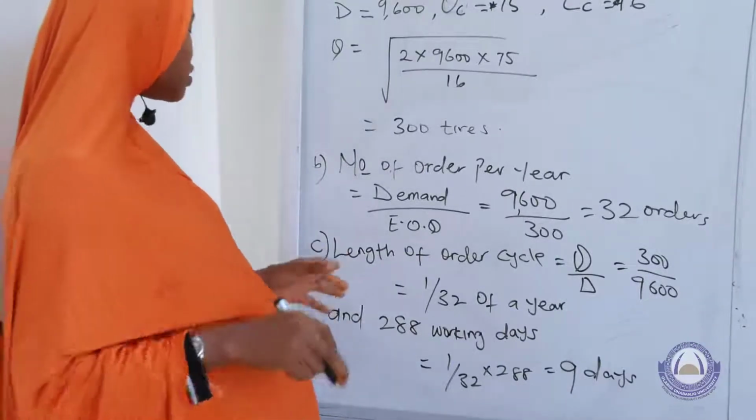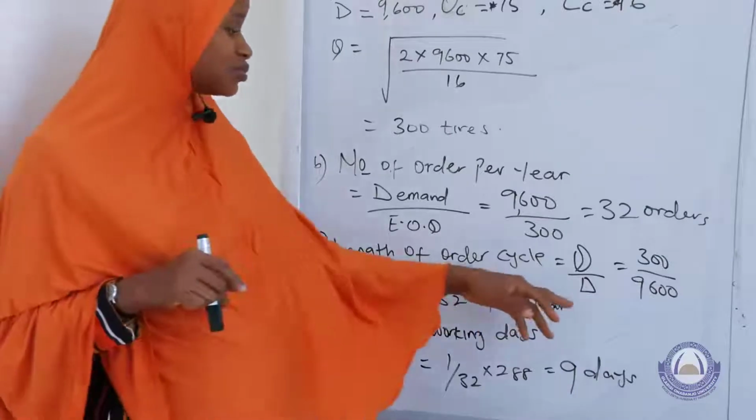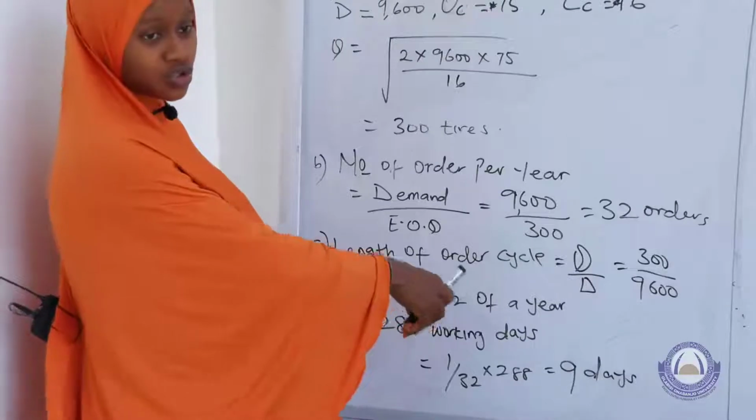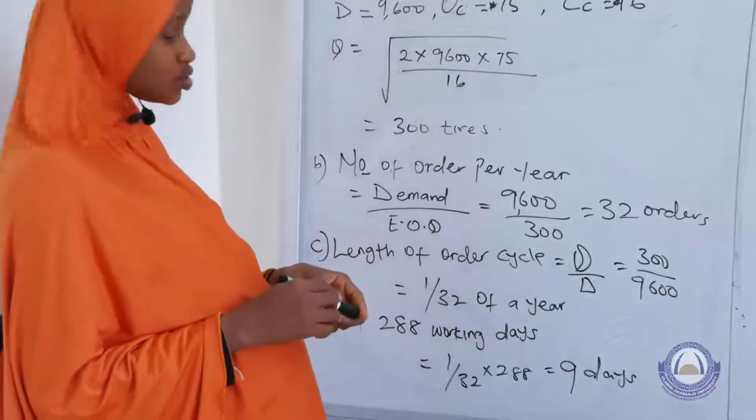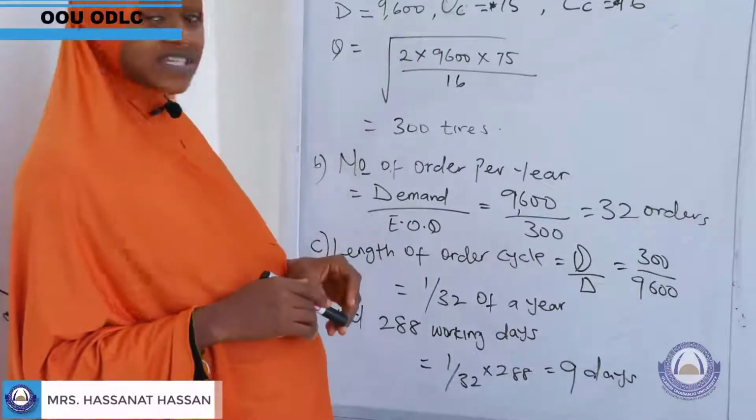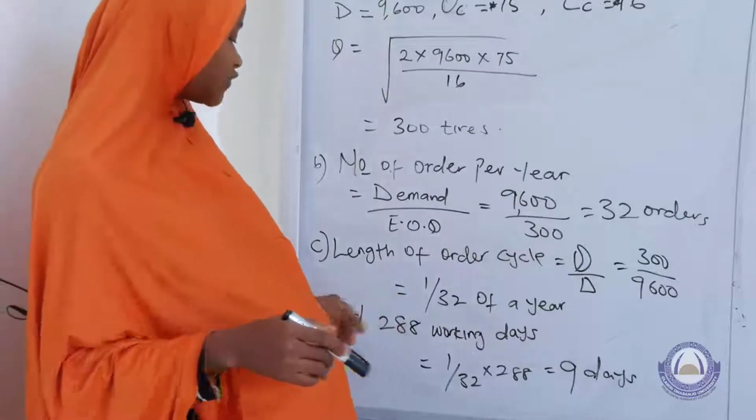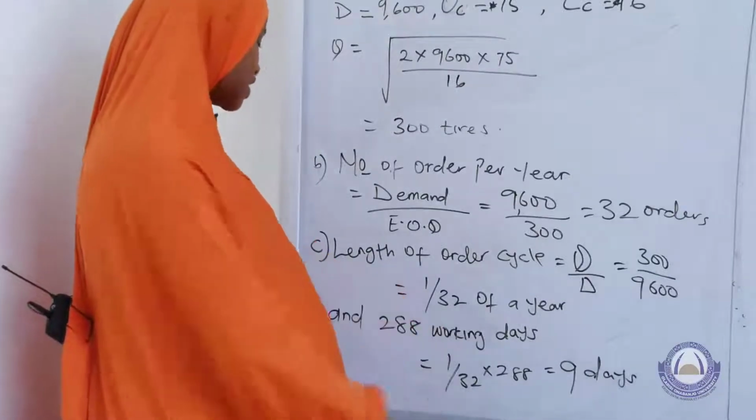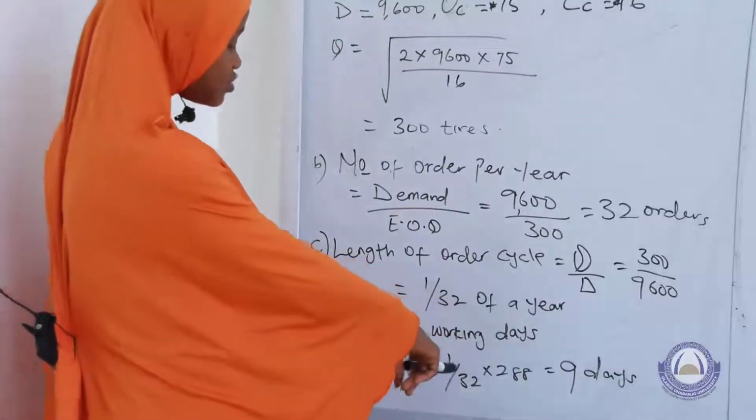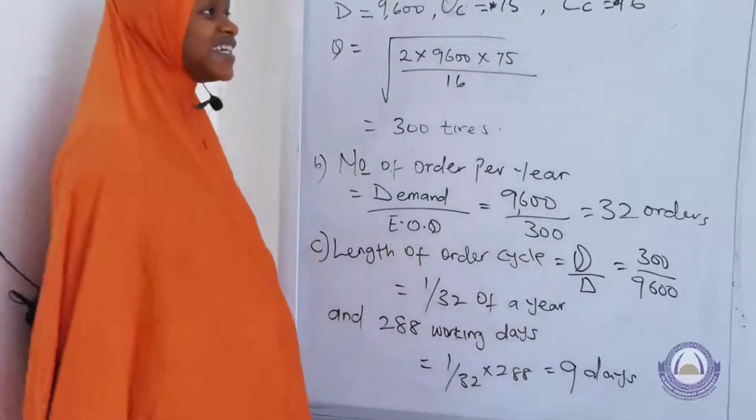Length of order cycle. Our length of order cycle is our Q, our EOQ, over our demand, and then we have 1 over 32. Don't forget that our working days in a year is 288 days. So we multiply our 1 over 32 by our working days, and there we get our length of order cycle. Our length of order cycle is 9 days.